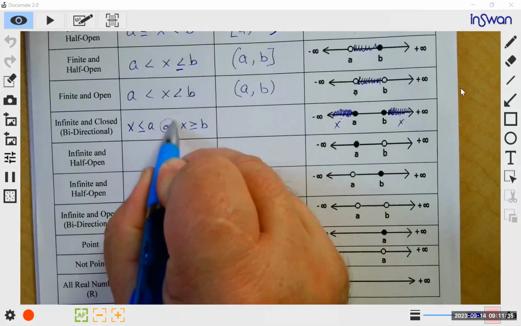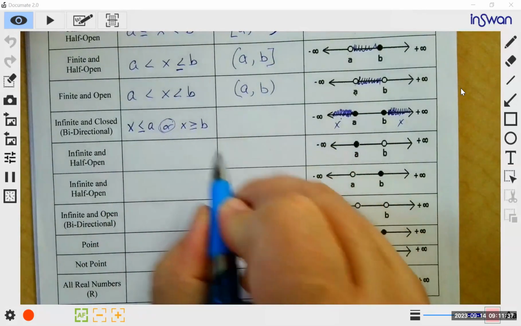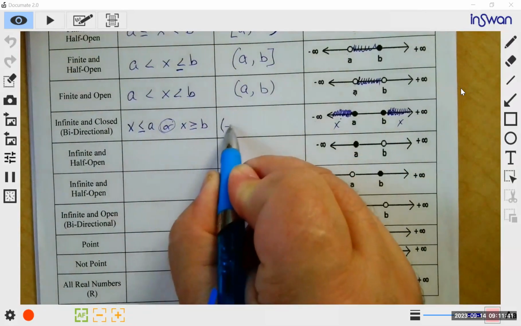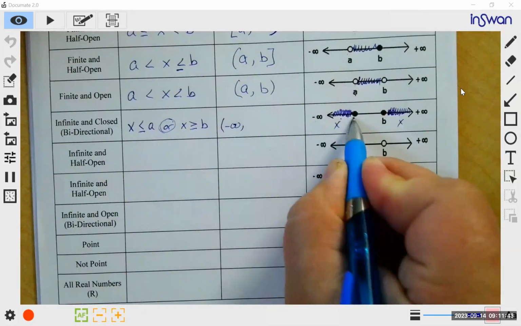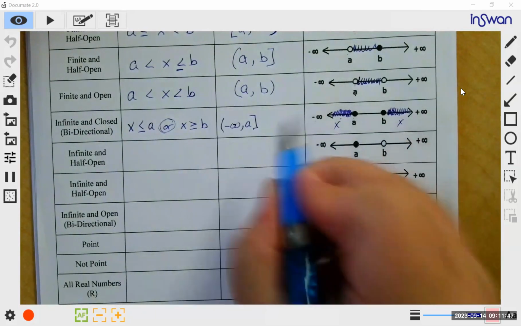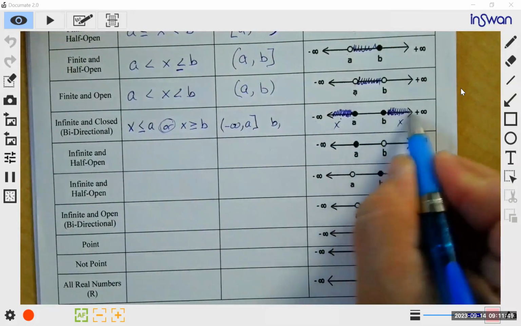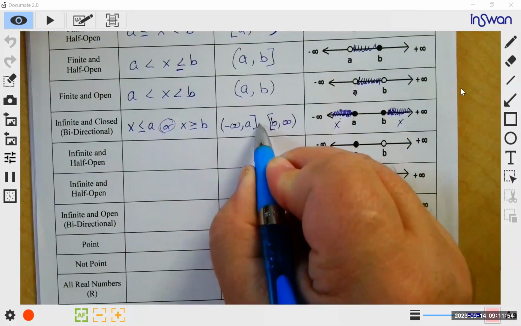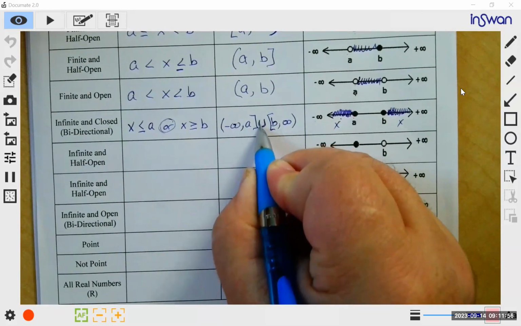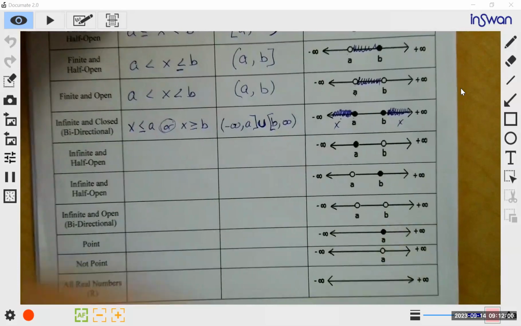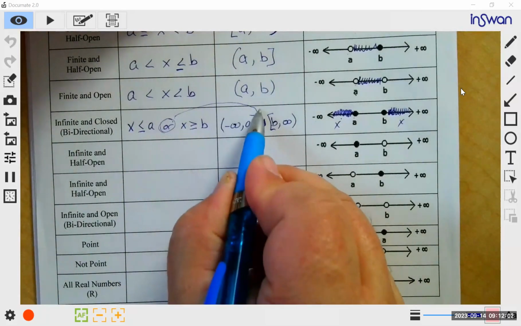The word or in interval notation, reading left to right, I start off at negative infinity. I go all the way to A. I can use it. I start at B and go all the way to positive infinity. Inside here, I use the union symbol, the U. That's the same thing as the word or.